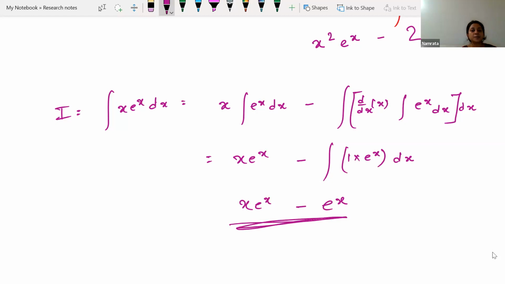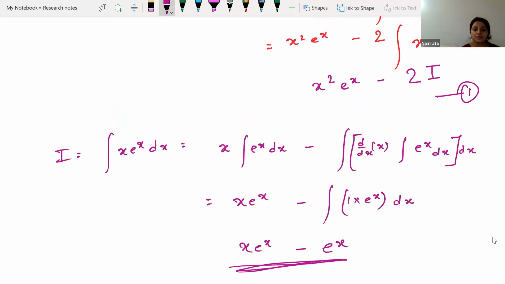Let's substitute it in equation number 1. So the result of I, here only I am going to write. You have to write it below. Okay, just for your clearance, I am writing it here.